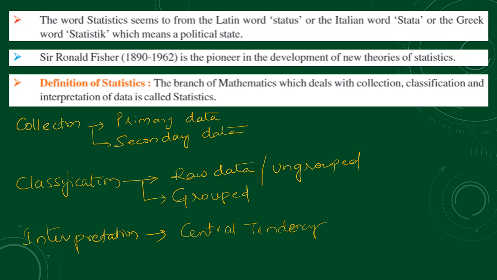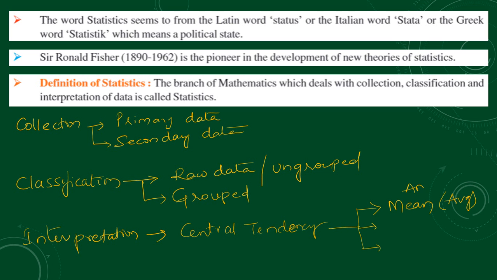To find the central tendency of a given data we have three tools. The first tool is mean, which we also call average, right?